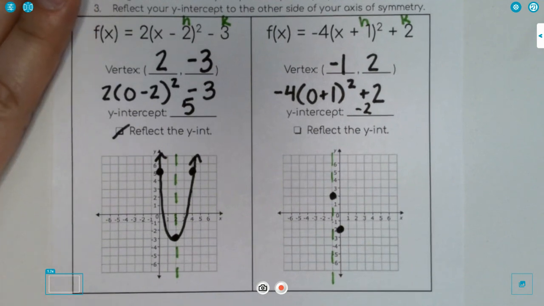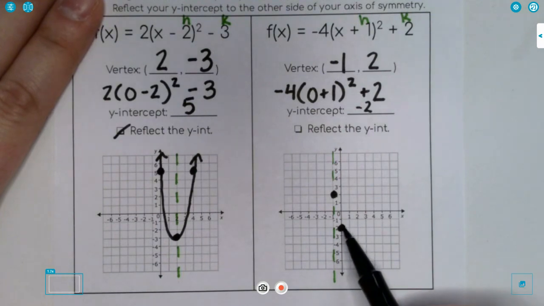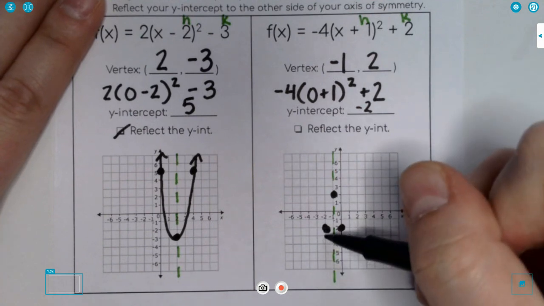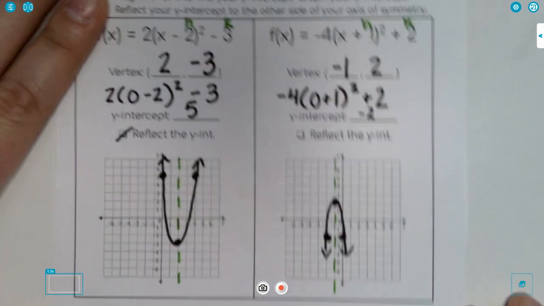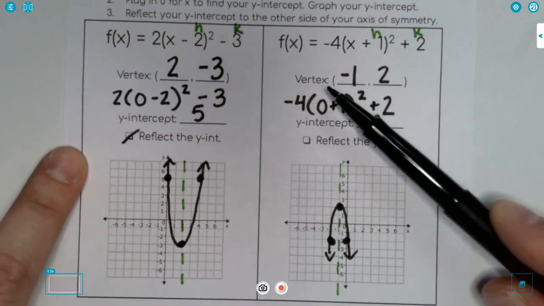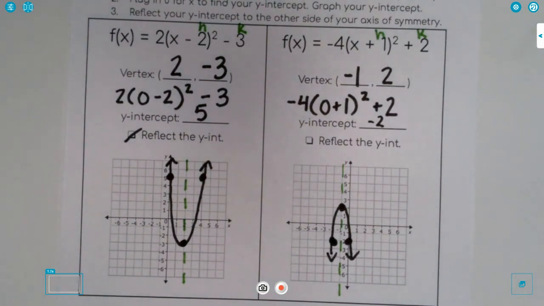Then we reflect across our axis of symmetry. So this time, the axis of symmetry is to the left. So it's one away, and I need to go another one in the other direction. So these are my 3 points, and my U is going to be upside down like this. So remember, if that front number, this 2, is positive, that's why it opens up. This 4 is negative, that's why it opens down. Okay, questions right now. There's no back on this. It's seriously that easy.